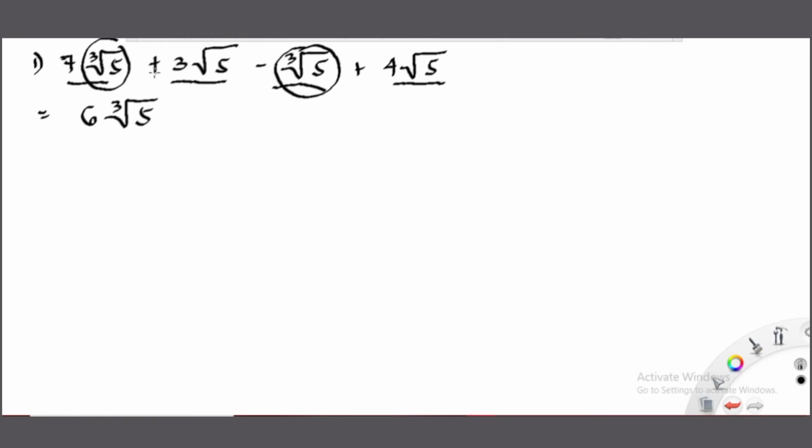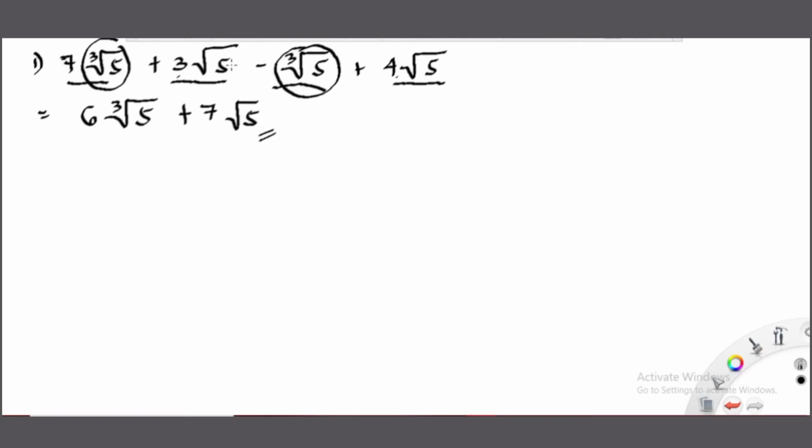So we'll have positive 3 plus 4, the coefficients, positive 3 and positive 4. So 3 plus 4 is equal to 7. And we will just copy square root of 5. So therefore, this is our answer: 6 cube root of 5 plus 7 square root of 5. This is final already because we cannot combine these two.